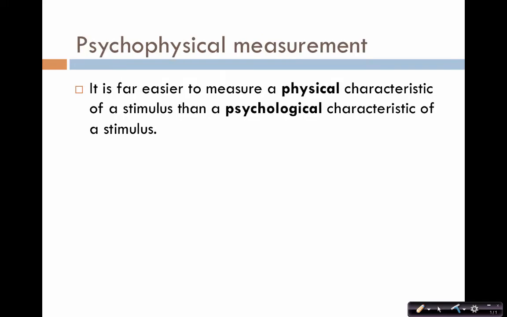As stated a couple of slides ago, it is much easier to measure the physical characteristics of a stimulus than it is to measure the psychological characteristics of a stimulus. There'll be a couple of slides coming up, perhaps in part 2, with a little more elaboration on the variables that affect the psychological, perceptual side of any stimulus encounter that a human might have.